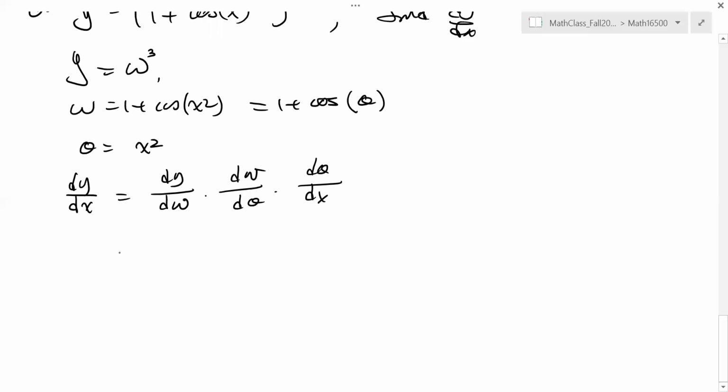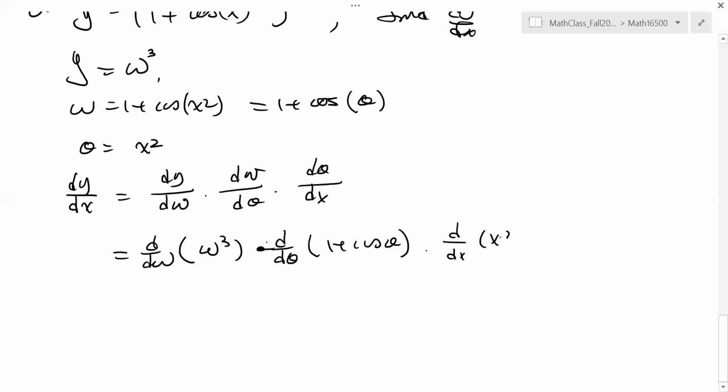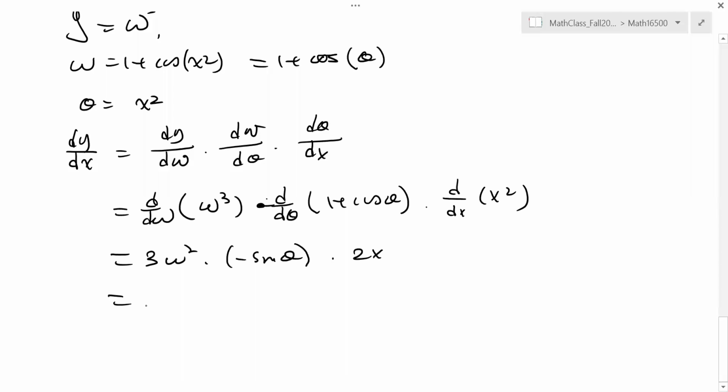So now let's write down. Replace y by w cubed. Then here you replace w by 1 plus cosine theta. Then you replace theta by x squared. Then you see that's 3w squared, that would be negative sine theta, that would be 2x. You multiply them out, it's going to be negative 6w squared sine theta and x.